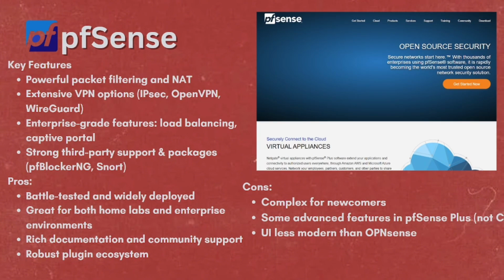Now the last one is pfSense. The key features of pfSense are powerful packet filtering and NAT, and extensive VPN options like IPsec, OpenVPN, and WireGuard. Enterprise-grade features like load balancing and captive portal. And lastly, strong third-party support and packages like pfBlockerNG and Snort.